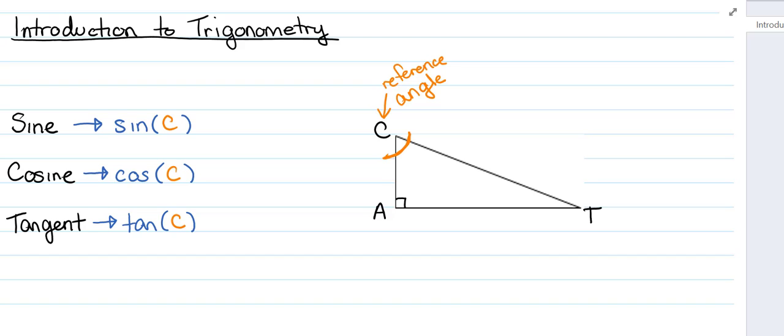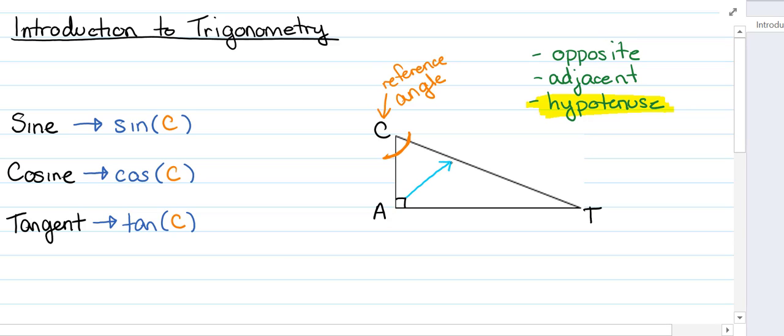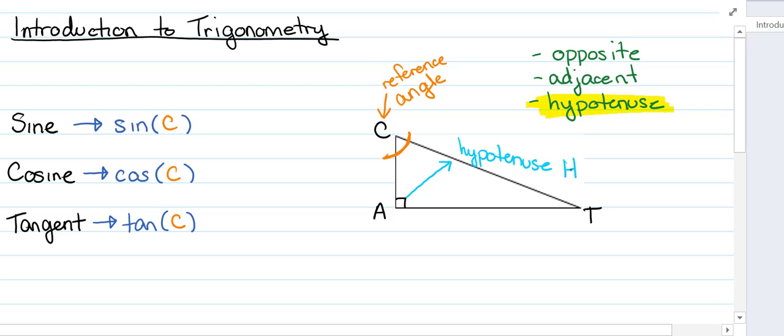Now, in terms of angle C, we need to label these three different sides: opposite, adjacent, and hypotenuse. Some of these words might sound familiar to you because we've already labeled triangles in that fashion. The first one being hypotenuse. We know the hypotenuse is always going to be the side that is opposite the right angle. So in this case, it doesn't matter what our reference angle is, our hypotenuse will never change. Our hypotenuse is always going to be opposite the right angle, so side CT is going to be our hypotenuse. Or sometimes we might label it just with an H, H for hypotenuse.